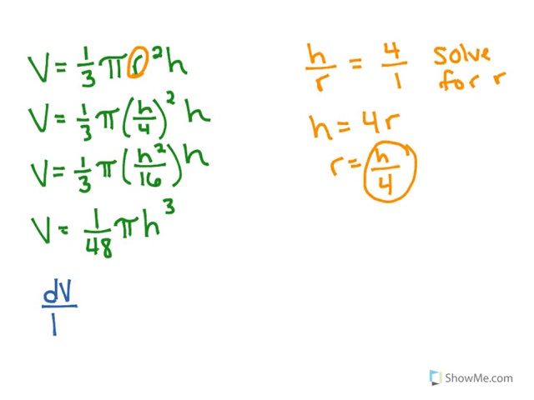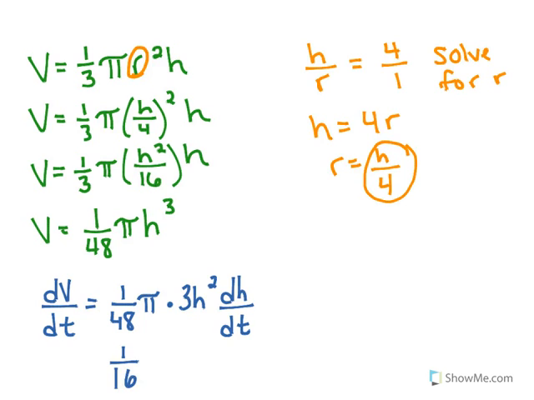So the derivative, dV/dt. The 1 over 48 pi stays because it's a number times something, and then I do the derivative of h cubed, which is 3h squared dh/dt. All right, and if I clean that up just a little bit, 3 over 48 is 1 over 16. And then I have pi h squared dh/dt. And this is still equal to dV/dt. We're going to plug in everything that we know and then go through and solve for dh/dt.